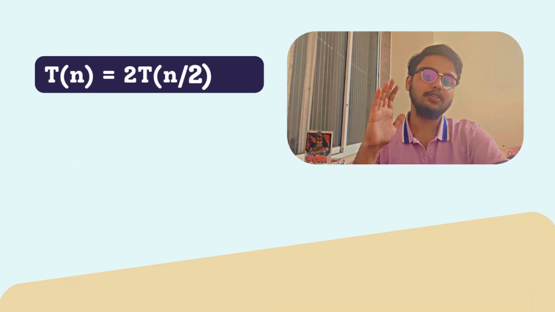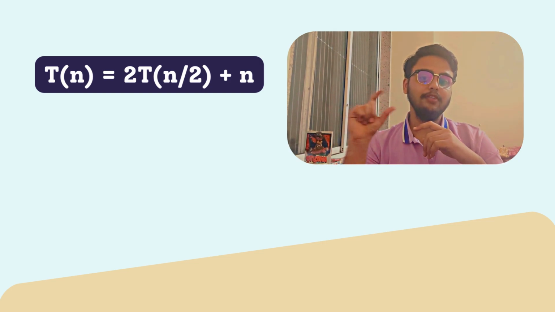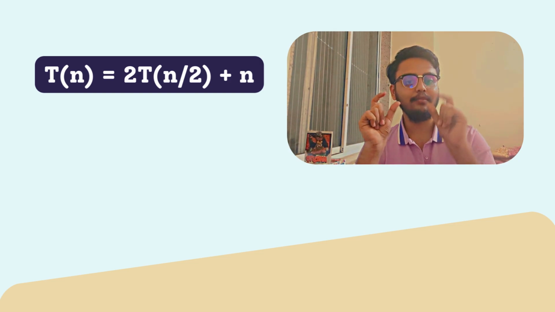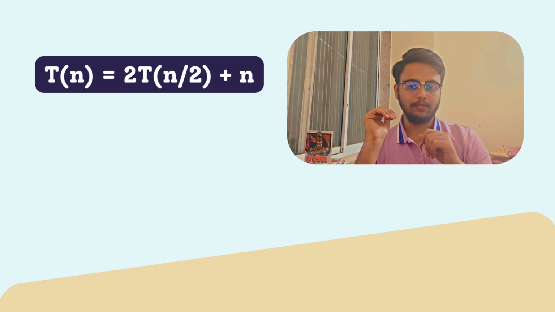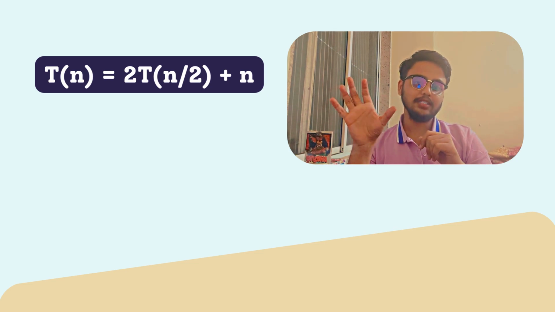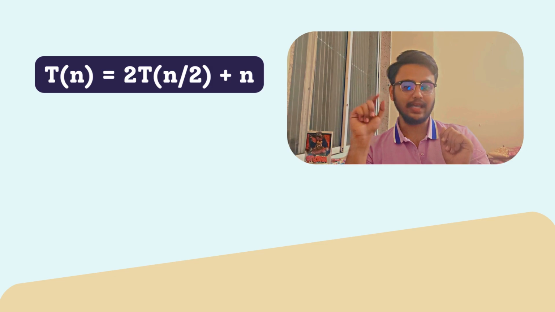So let's draw the most famous recurrence in algorithms: T(n) = 2T(n/2) + n. This is the recurrence relation for merge sort. So step 1 is going to be drawing the root. The root has the cost, that is n.